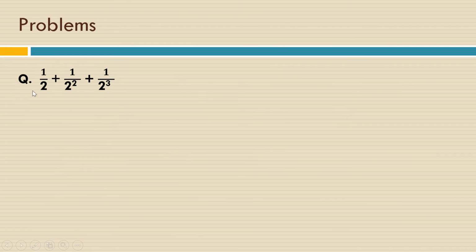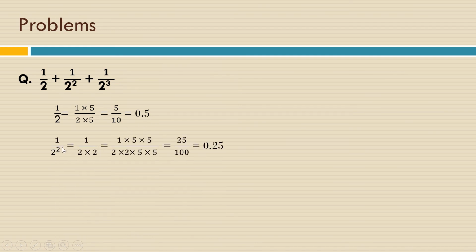Next question is 1 by 2 plus 1 by 2 square plus 1 by 2 cube. Here 1 by 2 equal to 5 by 10 equal to 0.5. 1 by 2 square. As you already know, 1 by 2 square equal to 1 by 4 equal to 25 by 100 equal to 0.25.